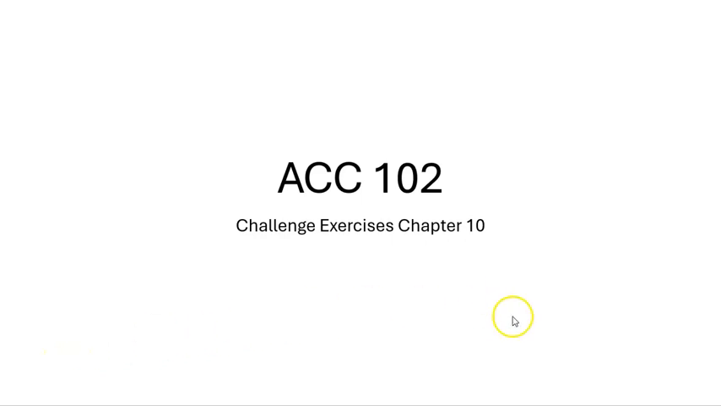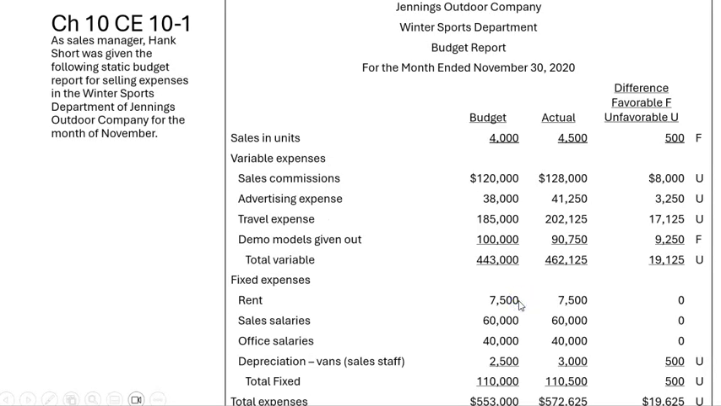Welcome back. In this video, we're going to cover the challenge exercises for Chapter 10. As a sales manager, Hank Short was given the following static budget report for selling expenses in the winter sports department of Jennings Outdoor Company for the month of November.